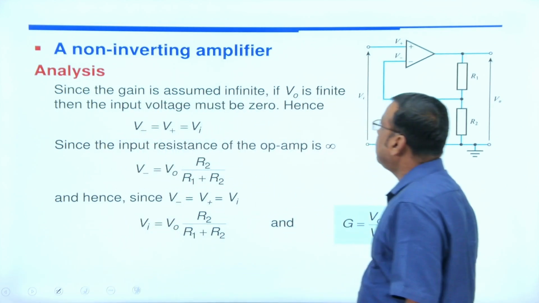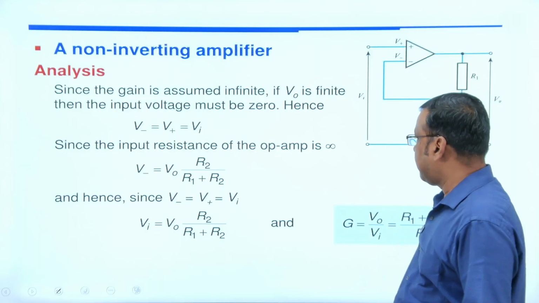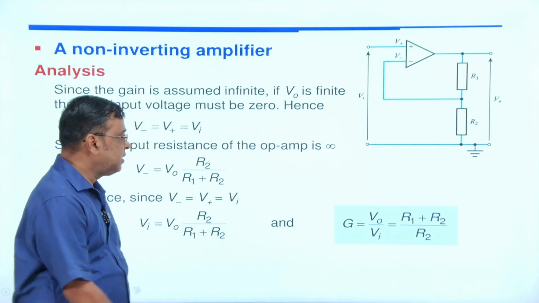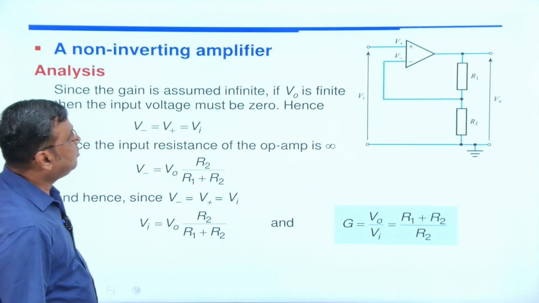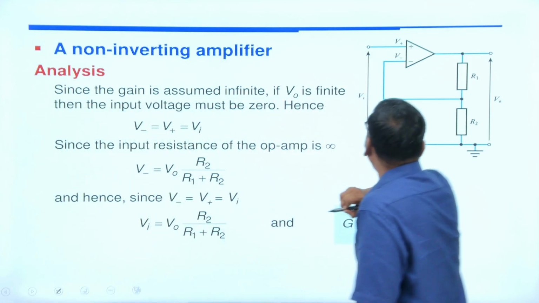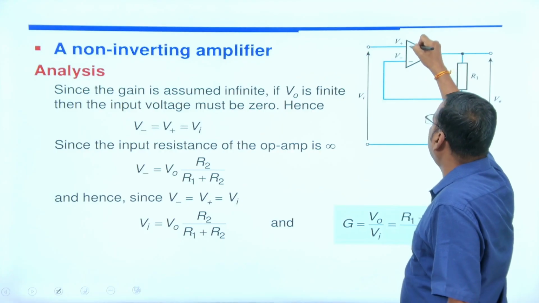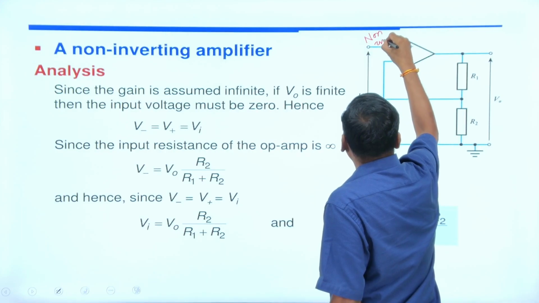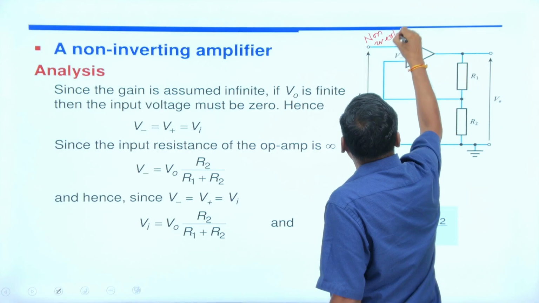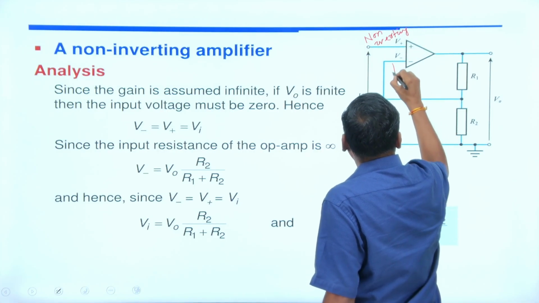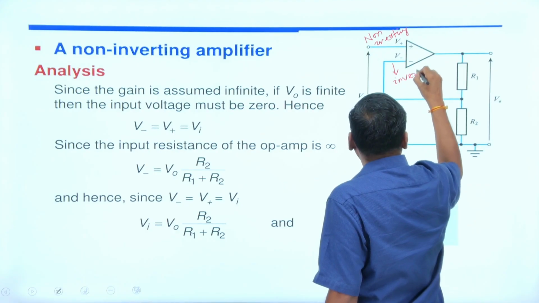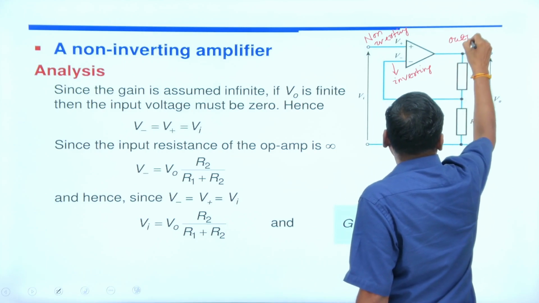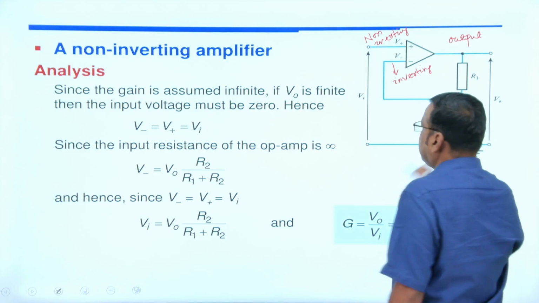Then here, a non-inverting amplifier. The non-inverting amplifier is one of the applications of the operational amplifier. In the operational amplifier, this is your plus terminal, the non-inverting input. And this is your inverting input. And this is your output. And this is your resistance R1 and this is your R2.